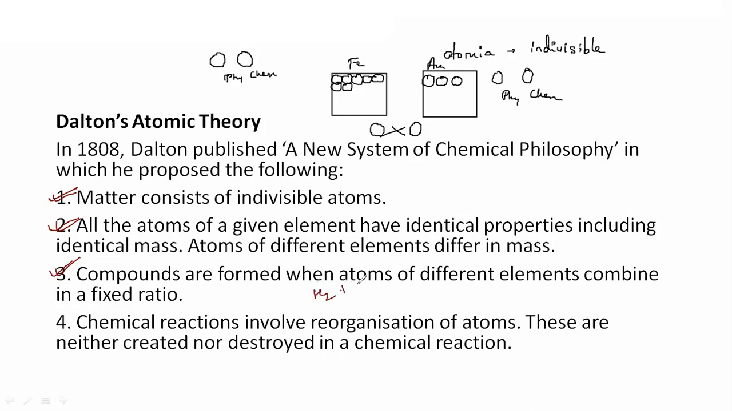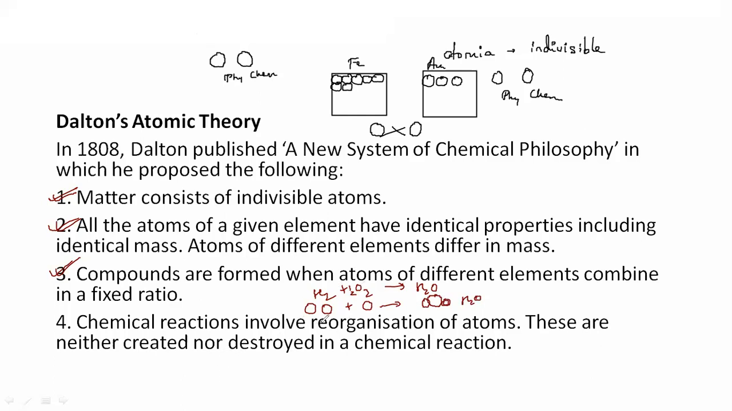So let me say H2 plus O2 gives H2O. It is not molecules which are combining. Here there are 2 atoms of hydrogen, there are 2 atoms of oxygen. So here only 1 atom of oxygen comes into consideration. So what happens? These 2 atoms of hydrogen combine with the atom of oxygen to form a compound, that is water. So they combine in a fixed ratio.